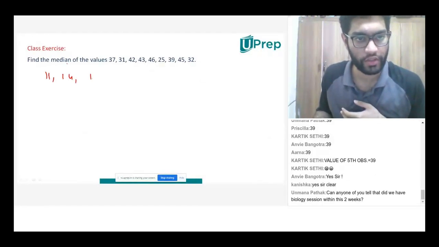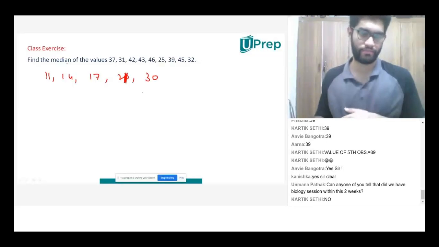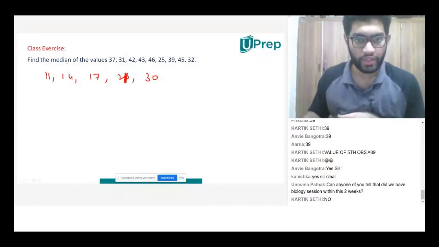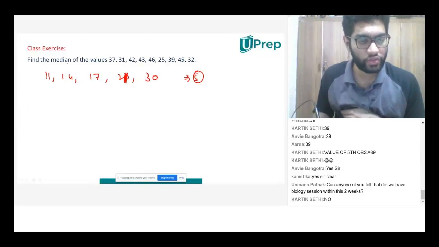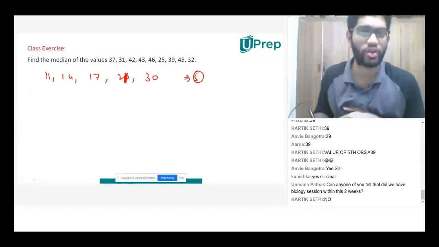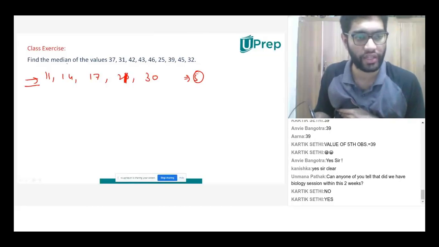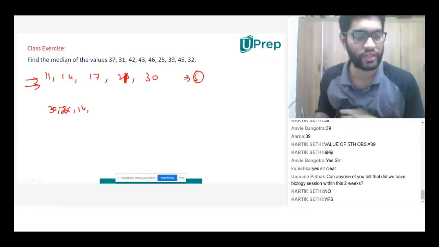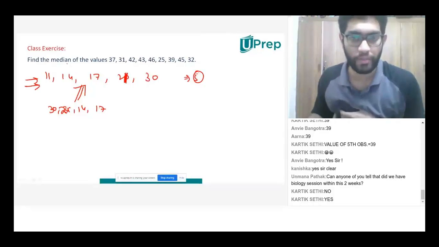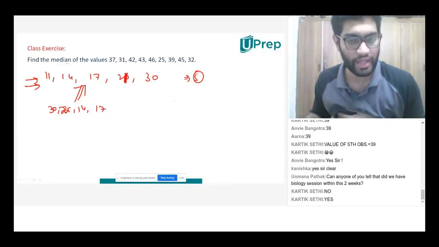11, 14, 17, 20, 21, and 30. Okay? Random values. What is the number of observations? 5. Correct? The idea is you should arrange the numbers in an ascending order. Fortunately, I took an example where they are arranged in ascending order, or the question can be something like this: 30, 21, 14, 17, whatever. The idea is to first arrange it in an ascending order. Now, what is the number of observations? 5. That means n is odd.